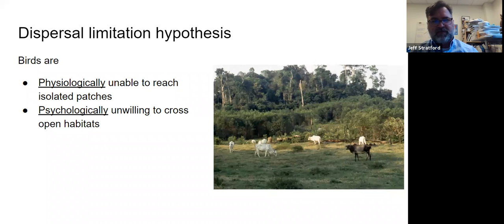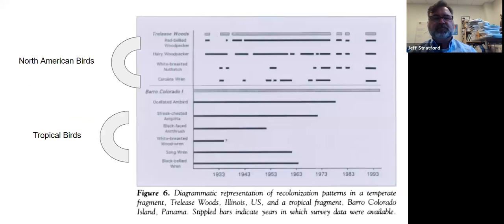So that forest might be fine. We are not crossing, and we don't like cows, we don't like open areas or whatever, that they're just psychologically unwilling to cross these open habitats. So as I mentioned before, temperate birds and tropical birds are very different.